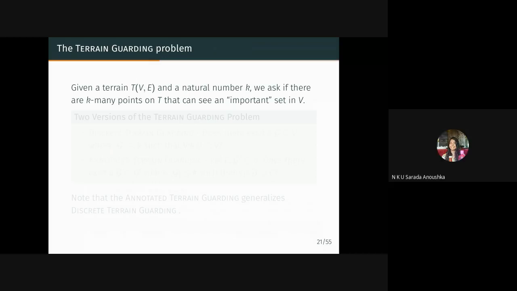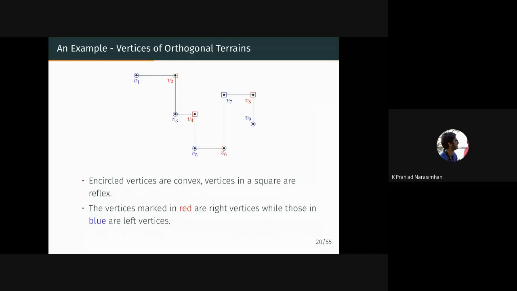Prahlad had one more question. Can you go back to the figure? Yeah. In the definition of orthogonal terrains, you just said the line segments need to be parallel to either of the axes. Correct. Do you allow a point, say V10, between V5 and V6, lying on the line segment? Some people do, some people don't. You can allow it, but that once again gives a problem as to what you will define that point as. Will you define it as reflex or convex?